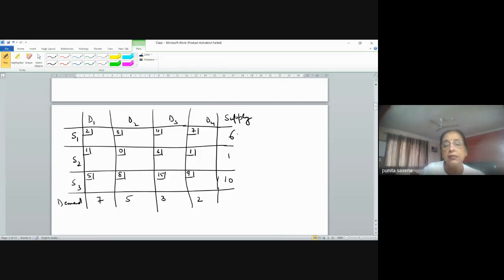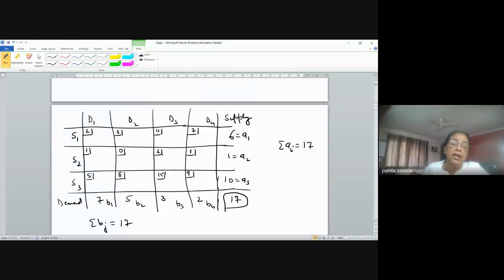So the 6 is your A1, this is your A2, this is your A3. Similarly, this is your B1, B2, B3, and B4. Now, what is the first thing that we check? Whether summation Ai is equal to summation Bj. Now, in this problem, how much is summation Ai? 17. And how much is summation Bj? Again, 17. So this is the total supply, and this is the total demand, which are equal. That means the given transportation problem is a balanced transportation problem.